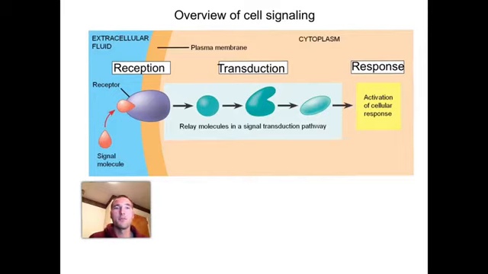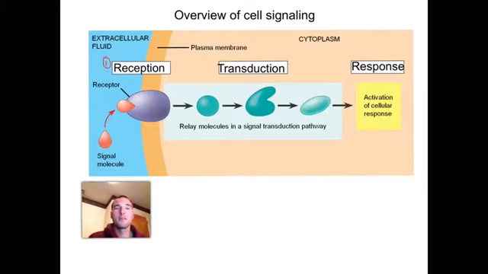The first step here in this overview is that we're going to receive the signal from another cell. They call that reception, but the signal from another place is going to hit a cell and be recognized. Here's a receptor protein that's going to receive the signal. Okay, that's the first step, receive the signal.